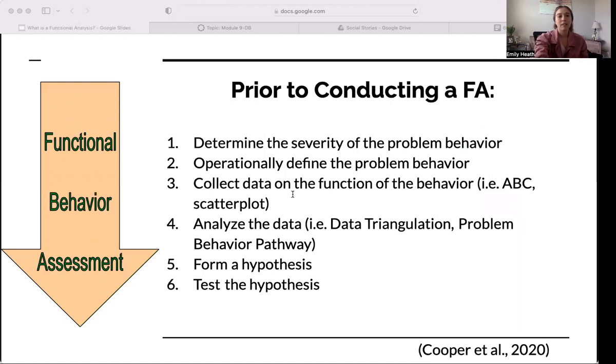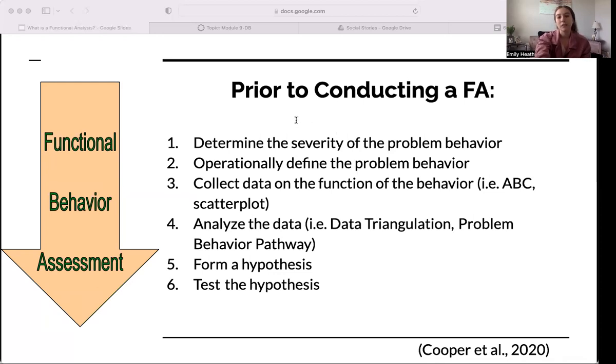Prior to conducting an FA, we will want to begin conducting a functional behavior assessment. So a functional behavior assessment is used to identify problem behaviors of a client and should be completed before embarking on a functional analysis. Before getting to the step of actually conducting a functional analysis, the behavior analyst will want to determine the severity of the problem behavior and define it in observable and measurable terms. Data will be collected on the hypothesized function using both direct and indirect methods.